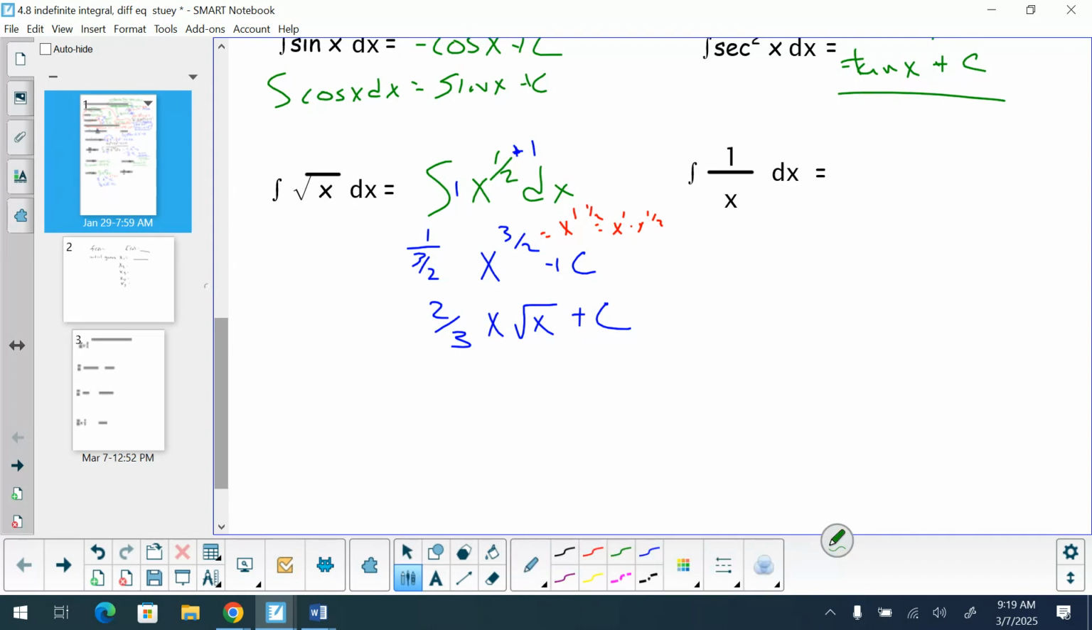Well, what happens if we have the antiderivative of x to the negative first dx, and I try to add 1 to this, and I divide my coefficient by my new exponent? We have an issue. But if we go back to the mentality of what did we take the derivative of to get 1 over x? Anybody remember? ln of x.